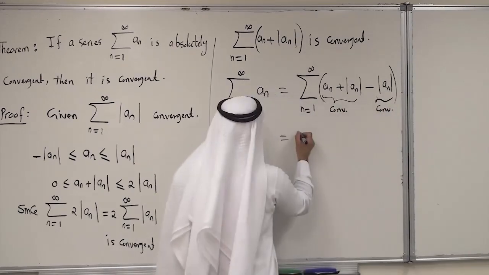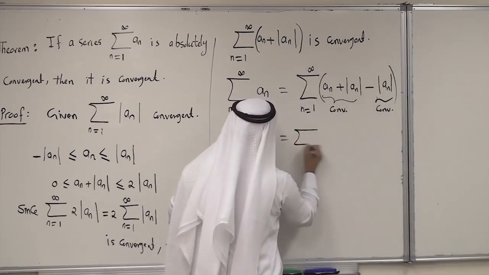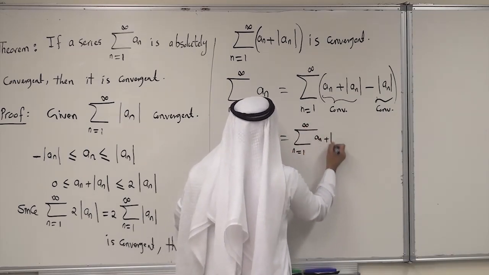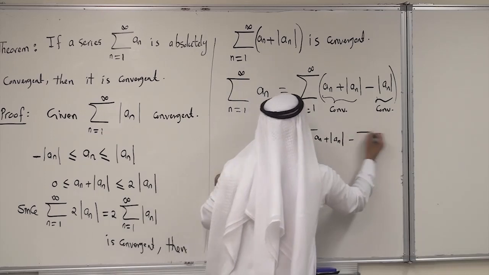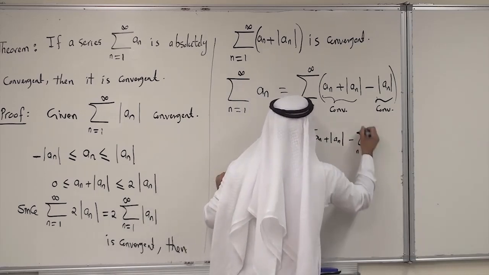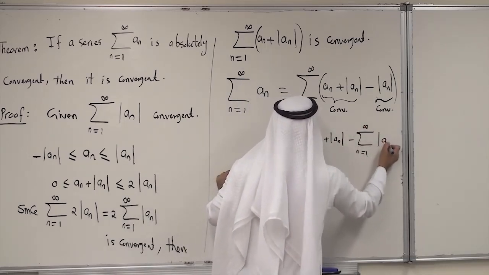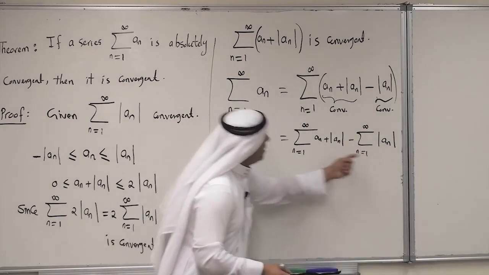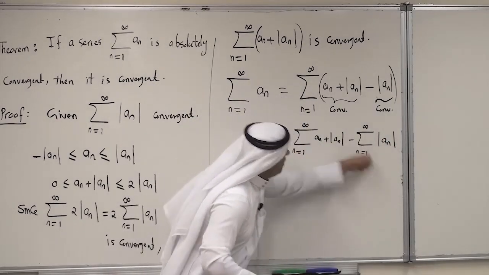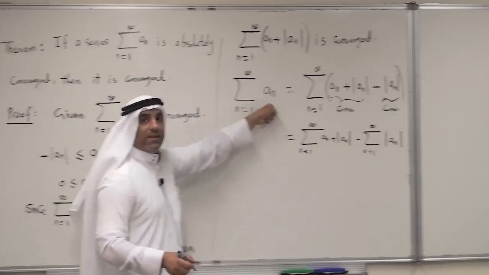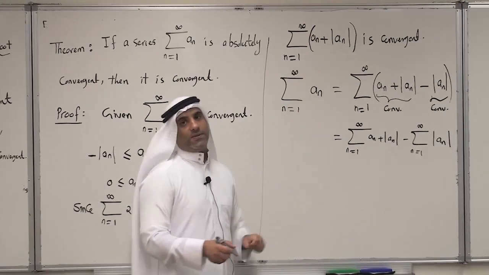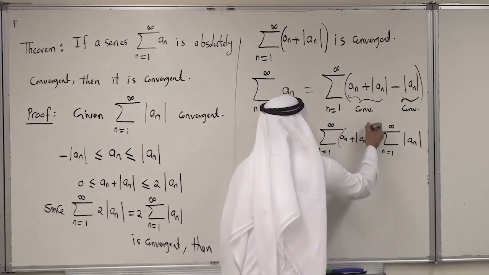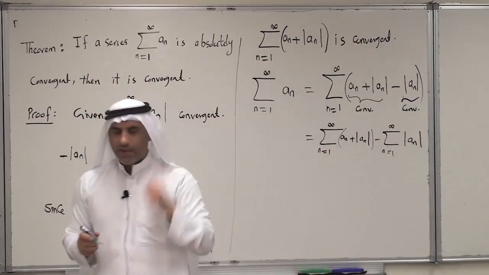So we can distribute, and this will be what? Summation of n equal to 1 up to infinity of an plus absolute value of an, minus summation of n equal to 1 up to infinity of absolute value of an. Now, this is a convergent series, and this is a convergent series, so the difference is convergent, but the difference is exactly an, so an is convergent. So, being a difference of two convergent series, an is convergent.